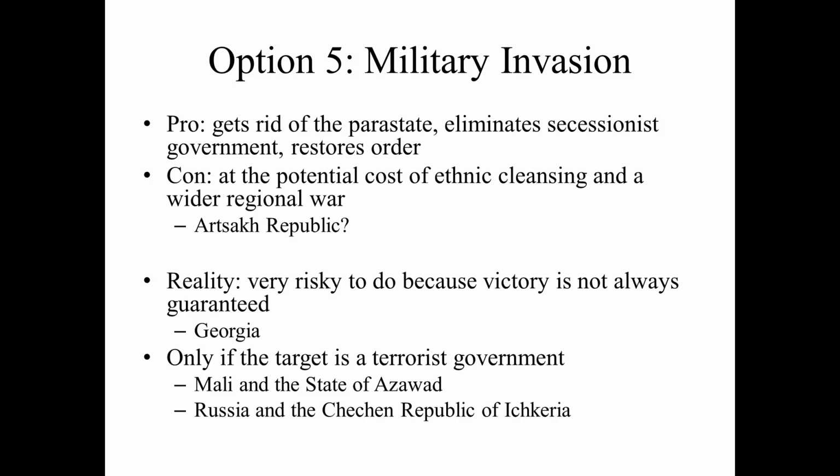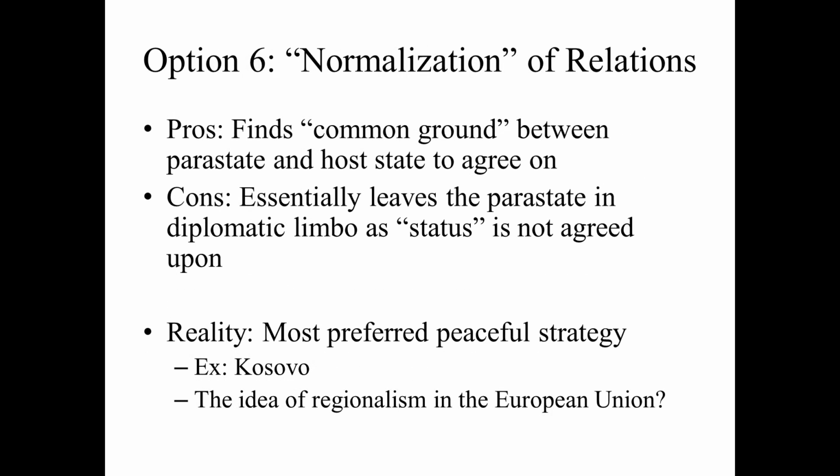If a parastate is somewhat democratic and they are taken over militarily, they might get some sympathy from the rest of the world in the nature of the peace agreement. So Artsakh might be a little bit different, but that kind of remains to be seen. And finally, the last option is what we call just simply normalization of relations. This is your total bureaucratic approach to a frozen conflict.